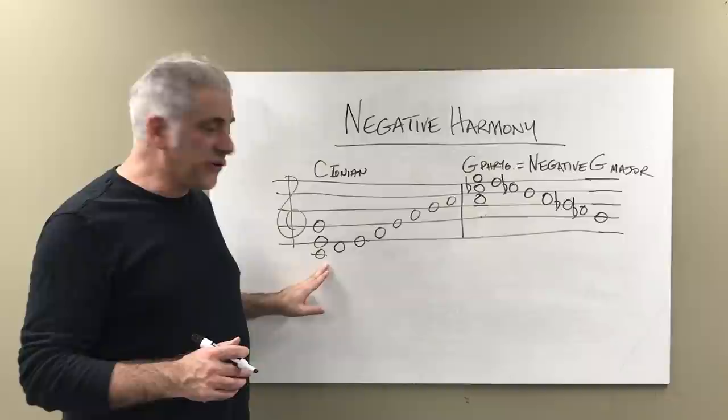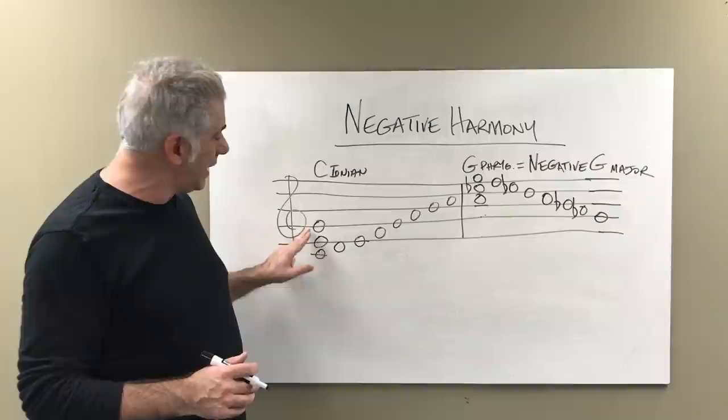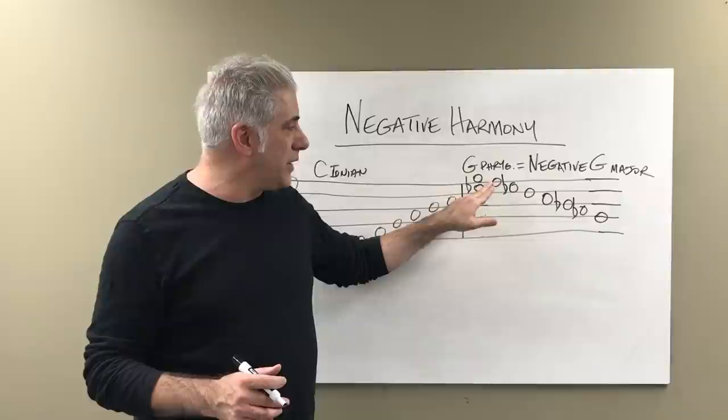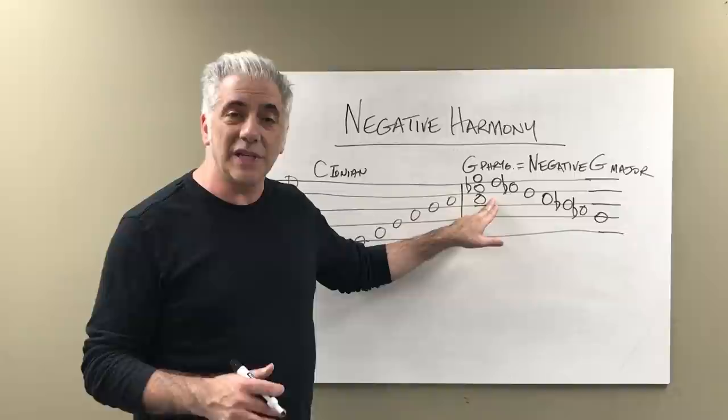This brings us to the concept of negative harmony. Negative harmony is the idea that every pitch or chord has an opposite with equal gravity to the tonic. So if I take a C major chord and build a triad off it, I have a major third ascending and minor third ascending. If I start on the dominant and go major third descending, minor third descending, it gives me a C minor chord, which is the negative harmony to C major.